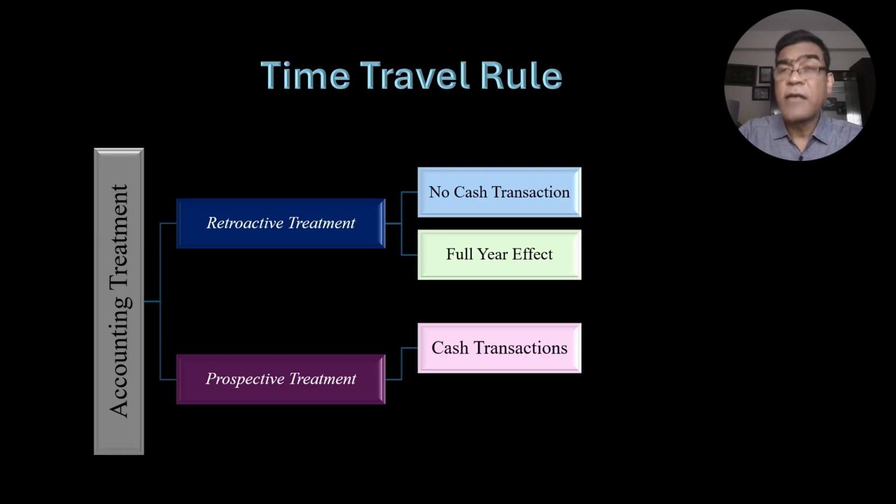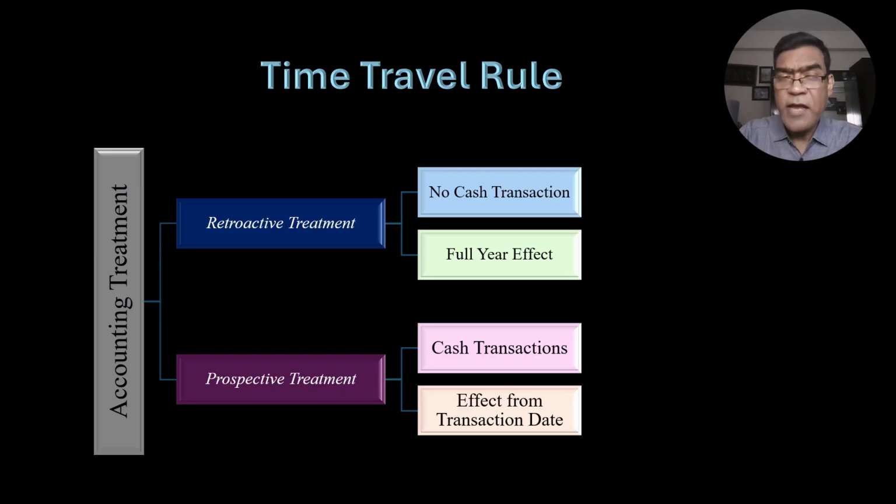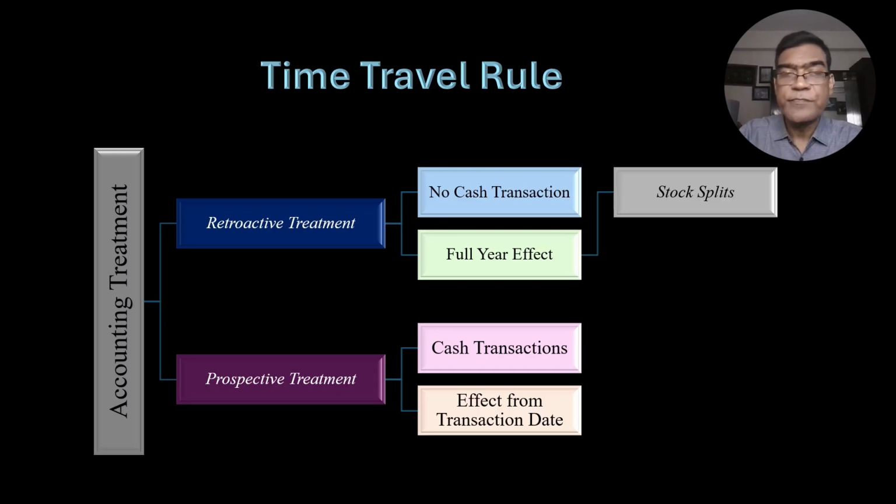And if the transaction involves cash, what happens? Prospective treatment, you must do it, meaning the effect is from the transaction date. Now let's see some examples. Full year effect: a stock is split. Existing stock, you just split 2:1 like this. No cash involved. Shareholders are not paying anything and the company is also not paying anything, right? So no cash transaction. So that treatment will be retrospective treatment.